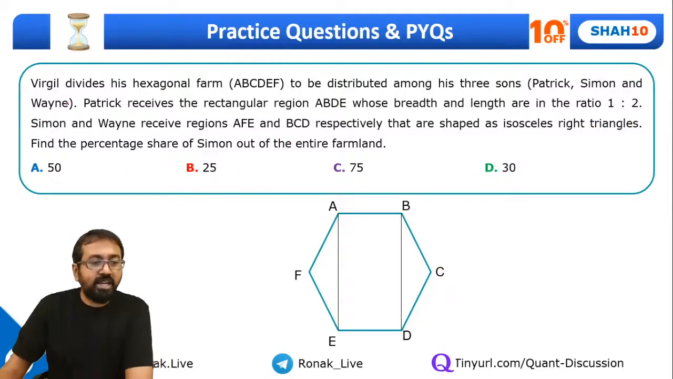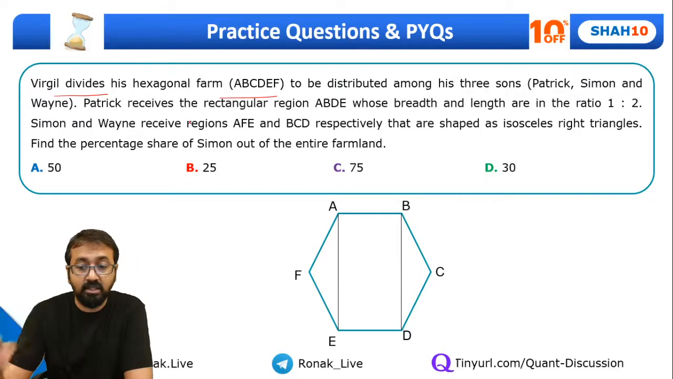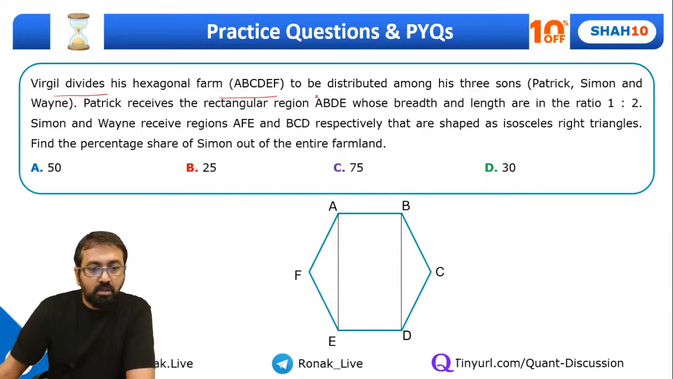Okay, now let's look at this question. Virgil divides his hexagonal farm. ABCDEF is a hexagonal farm. Please understand, nowhere is it mentioned that it's a regular hexagon. So it's actually an irregular hexagon. If you look at the parameters, you will realize it's an irregular hexagon. It is to be distributed among his 3 sons, Patrick, Simon and Wayne. Patrick receives this rectangular part, whose breadth and length are in the ratio 1:2. So if this is x, this complete part will be 2x.